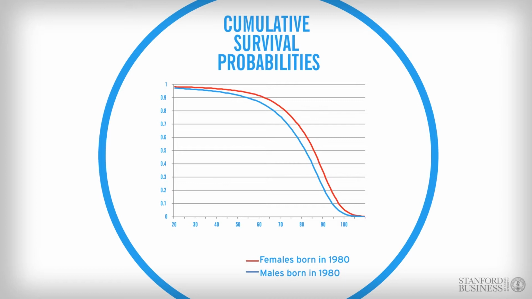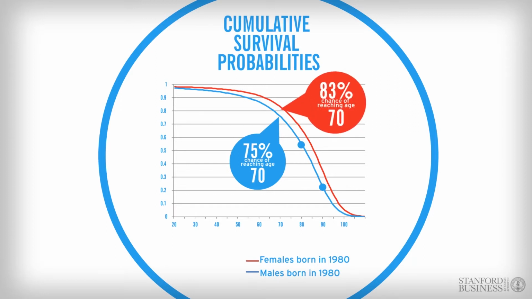So here's the entire cumulative probability that males and females born in 1980 make it to any given age. For this cohort, again, these are people who are in their early 30s today, there is around a 75% chance that a man will live to be 70. There's a 54% chance they'll live to be 80, and a 21% chance that he will live to be 90. And there's around an 83% chance that a woman will live to be 70, a 65% chance she'll live to be 80, and a 33% chance she will live to be 90.